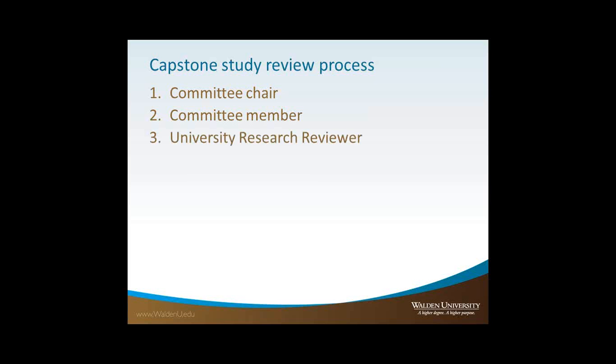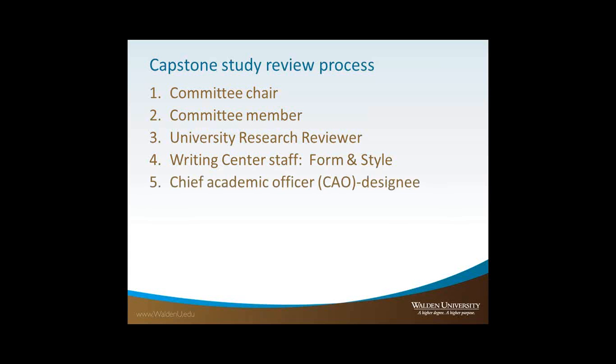Committee members come in a bit later. The university research reviewer comes in a bit later to review proposal work and then the final dissertation. The Writing Center staff comes in right at the very end to perform what's called the form and style review, which is a real thorough APA scrubbing of the entire document. And then the chief academic officer, or his designee, which is me, comes in finally at the end.